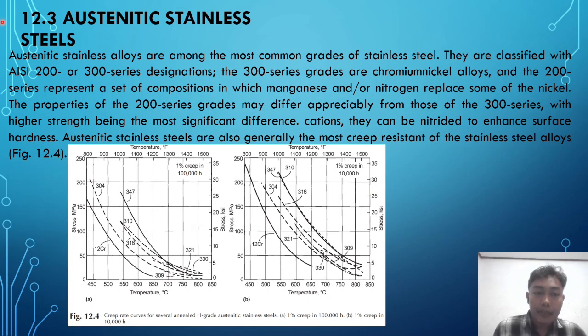Next, 12.3 Austenitic stainless steel. Austenitic stainless alloys are among the most common grades of stainless steel.